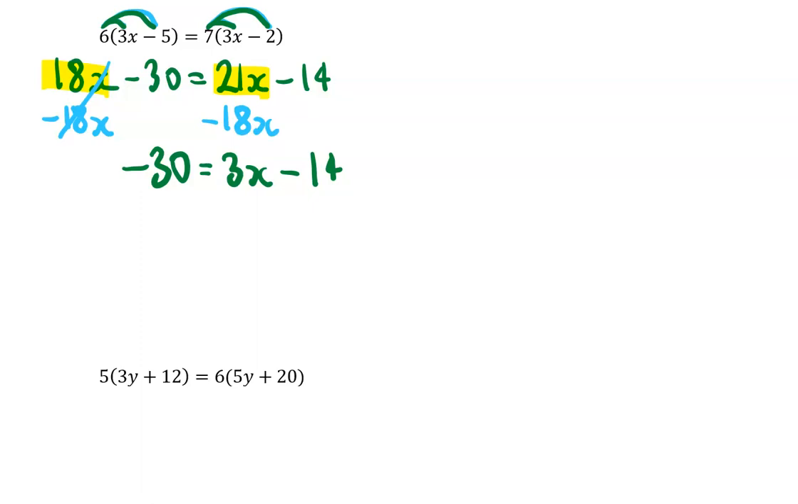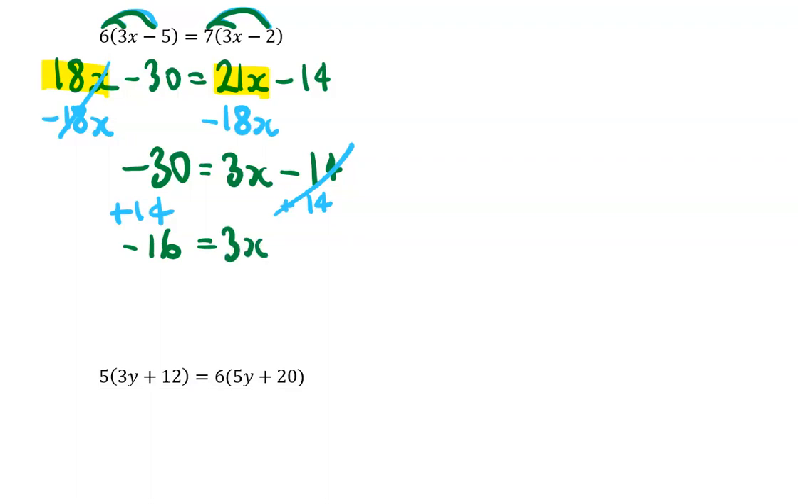Remember, the goal is to get rid of everything on the side where the x is. So I don't really care about this minus 30 over here, but I do care about this minus 14 that's hanging off the end. Let's get rid of it. Plus 14 to get rid of that 14. Let's add 14 to the other side because I can't do one thing to one side and not the other. Okay, minus 30 plus 14, I've got negative 16 on the left, and that is equal to 3x.